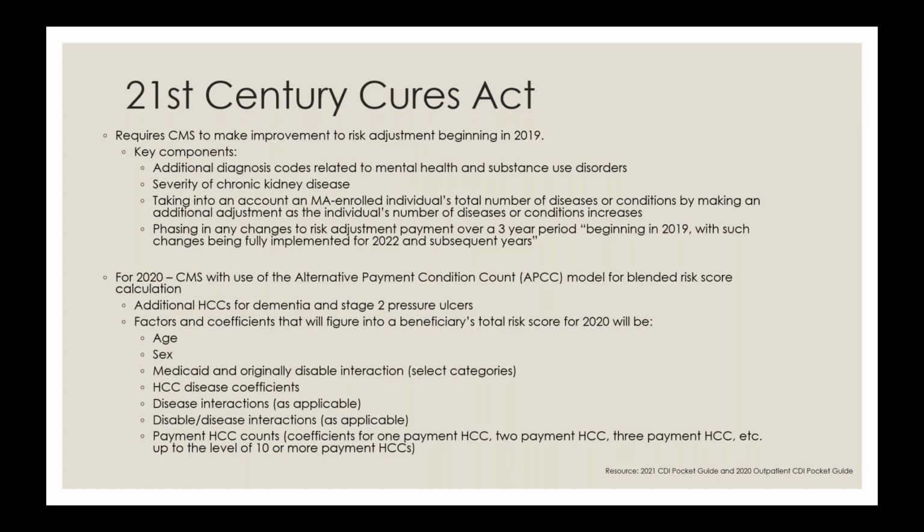And then for 2020, CMS also will use the alternative payment condition count, which is like a blended risk score calculation. You'll have even additional HCCs for dementia and stage 2 pressure ulcers. And then here are some of those factors and coefficients that will figure into the beneficiary's total risk score for 2020. So you have the age, sex, the Medicare and disability, HCC disease coefficients, any other disease interactions, disabilities, and then also you have some of those payment HCC counts for these coefficients.